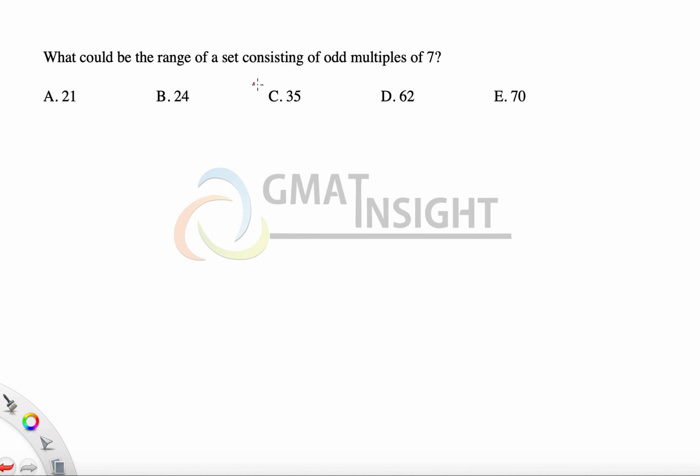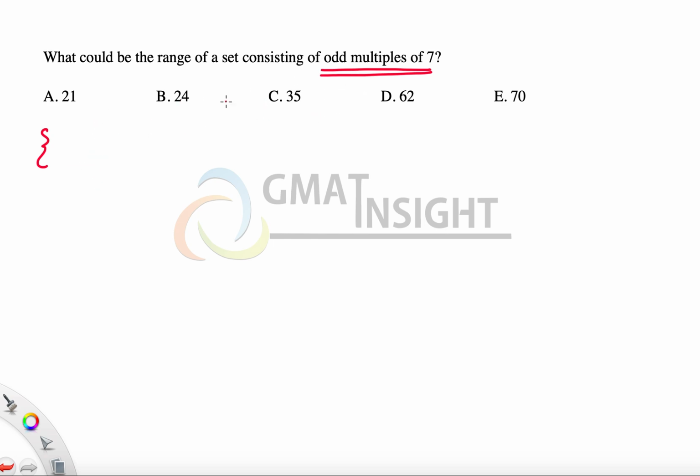What could be the range of a set consisting of odd multiples of 7? Here, once again, this question can be looked at from two perspectives. The very first attempt of mine at this question was, when I read that I have to think of odd multiples of 7, I always like to write a few numbers first to understand what kind of pattern is emerging from the numbers.